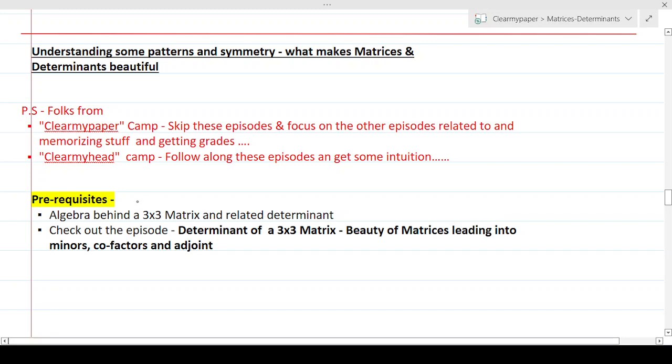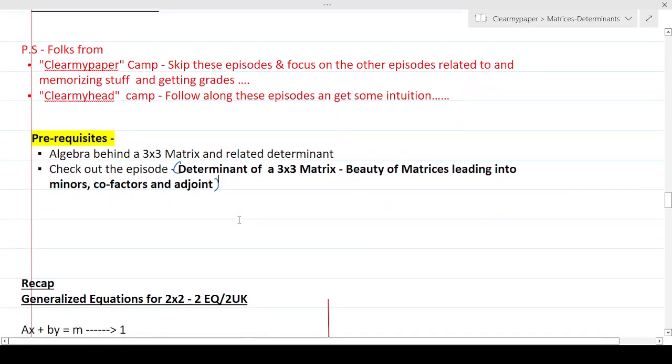And as a quick prerequisite, before you understand this, you need to check out my previous video on the algebra behind the 3x3 matrix and the related determinant. This is more of a continuation of that video. I've also put the name of the episode over here in case you want to check it out before that, so that will help you in understanding. So what are we trying to do here?